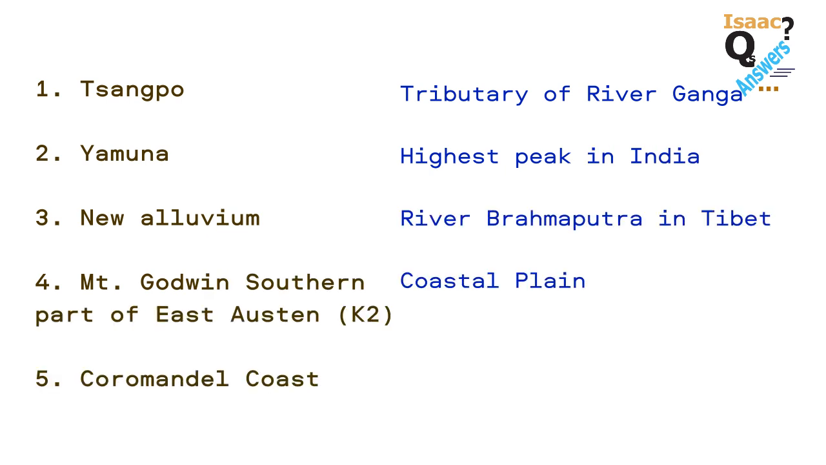Match the following. 1. Sangpo, tributary of river Ganga. 2. Yamuna, highest peak in India. 3. New alluvium, river Brahmaputra in Tibet. 4. Southern part of Eastern Ghats, K2, coastal plain. 5. Coromandel coast, Kadar.